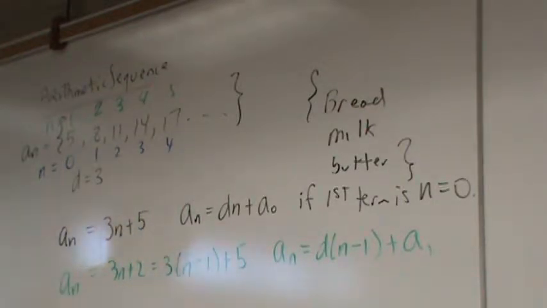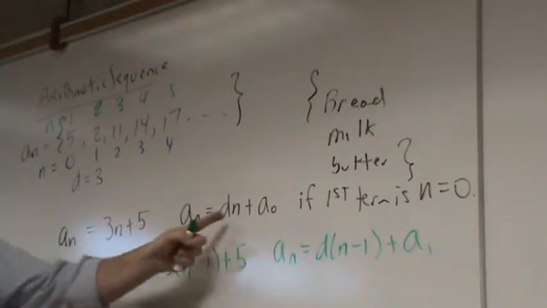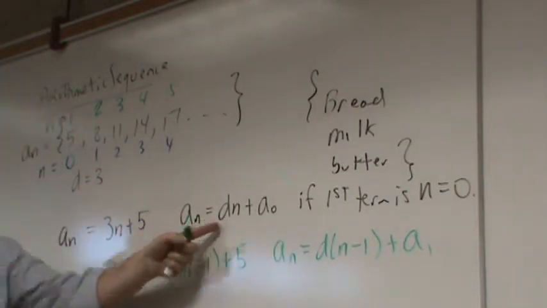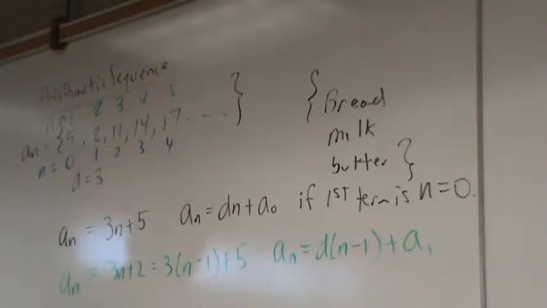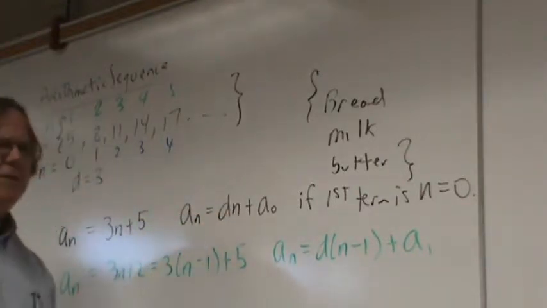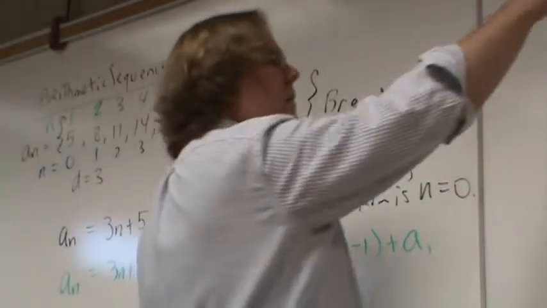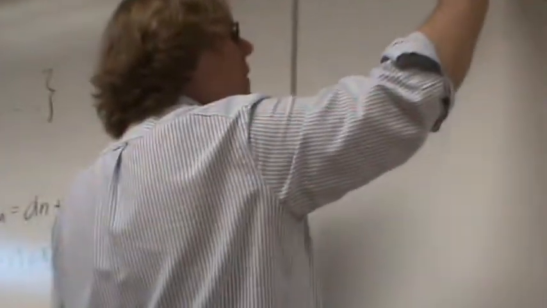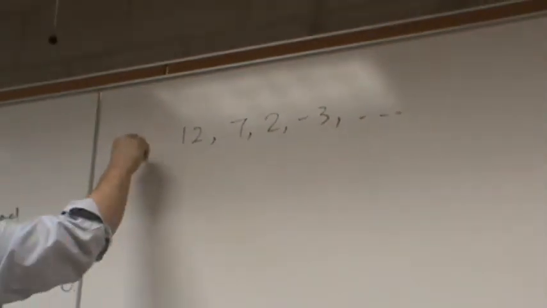The important thing you calculus kids need to know is that whatever the common difference is, that's the number being multiplied by n. Whatever the common difference is, you're multiplying it by n, and then just use your cleverness to figure out the next one. Okay, so I'm going to ask you to do this now without using formulas. Just use your cleverness. What if I gave you this? 12, 7, 2, negative 3, dot dot dot. And that's my a sub n.